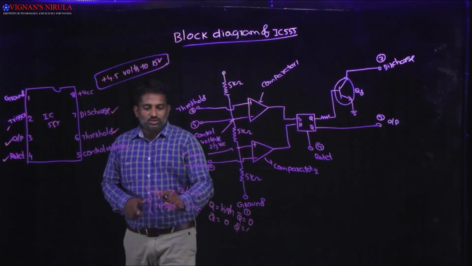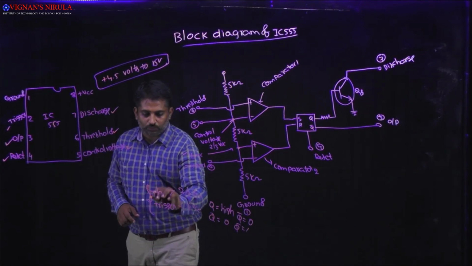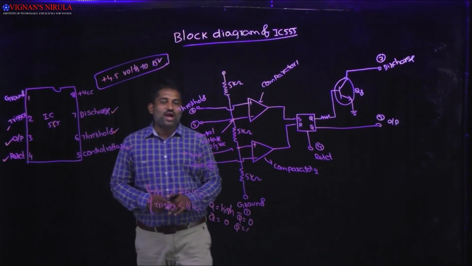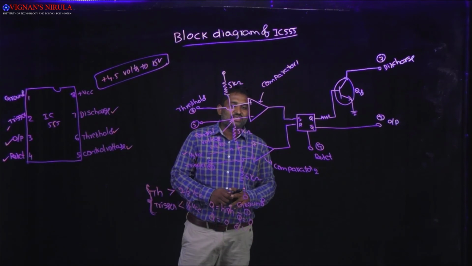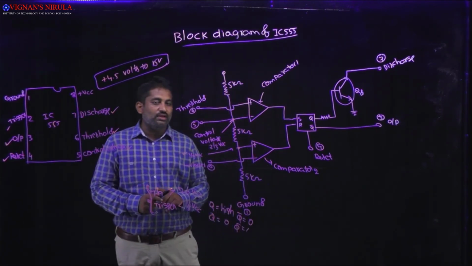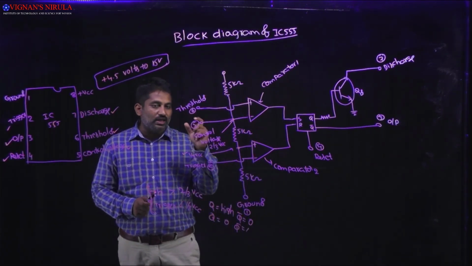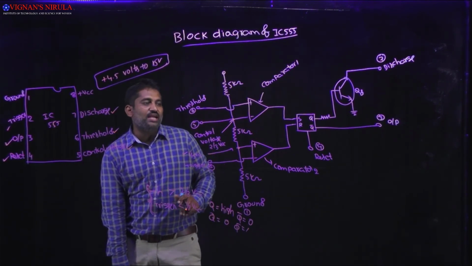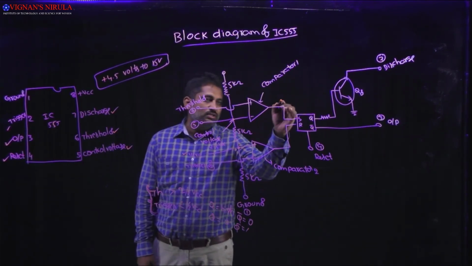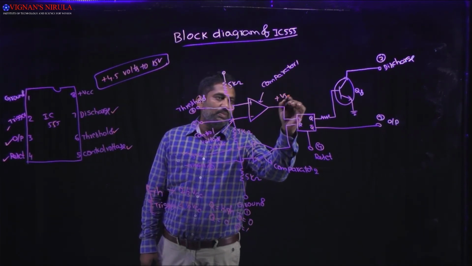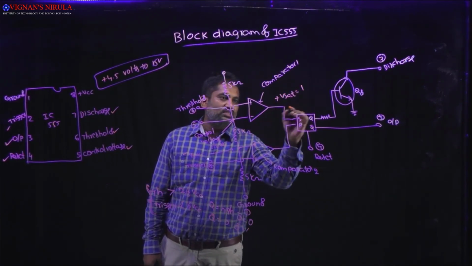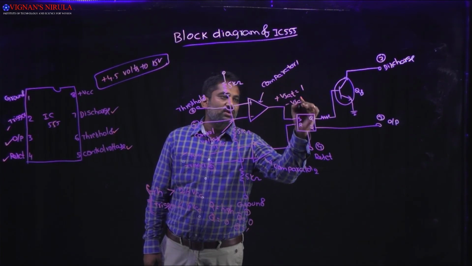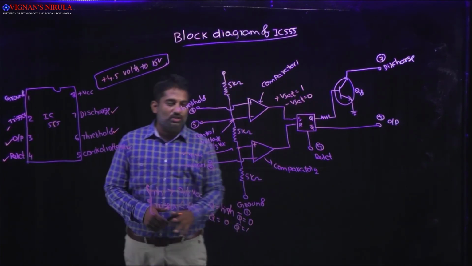Okay, so these are the two main important points you have to remember while learning about IC 555. Listen carefully where I am going to take 1 and 0. For plus VSAT, I am going to consider it as 1, and for minus VSAT we consider it as 0. Okay.